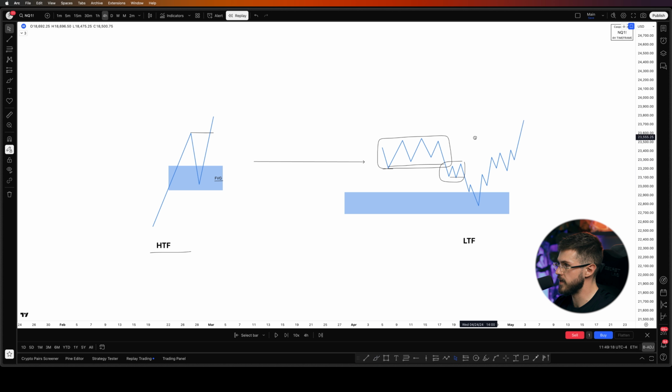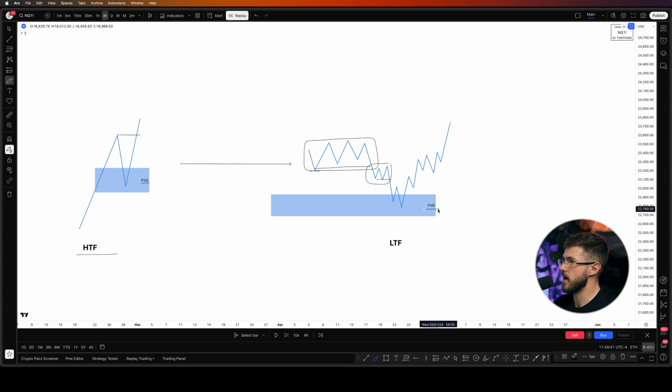What you want to see once the market comes into your higher time frame fair value gap is a manipulation and then a displacement, creating a new lower time frame fair value gap right here. And this is where you can enter the trade and then take profits at that higher time frame swing point. So this helps you catch the move from this internal liquidity to external.